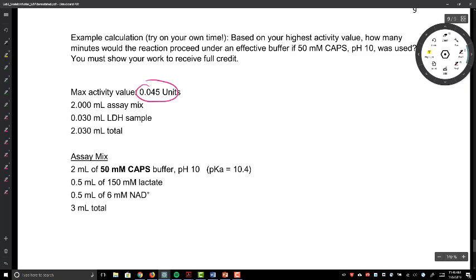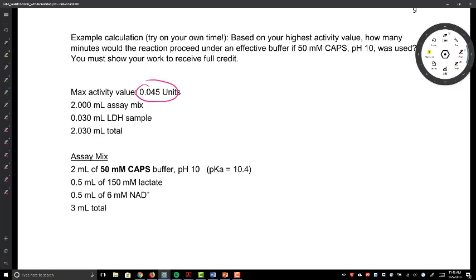We use 2 milliliters of an assay mix, and then we add 0.03 mL of LDH, or 30 microliters, for a total of 2.03 mL for assay mix plus LDH. And then that assay mix contains 2 mL of 50 millimolar CAPS buffer at pH 10. Remember, CAPS has a pKa of 10.4. And then we add a half mL of 150 millimolar lactate, a half mL of 6 millimolar NAD+, for 3 mL total. So we'd make up the buffer exactly like you would for your activity assay, except in this case we would just take 2 mL to monitor instead of 1.